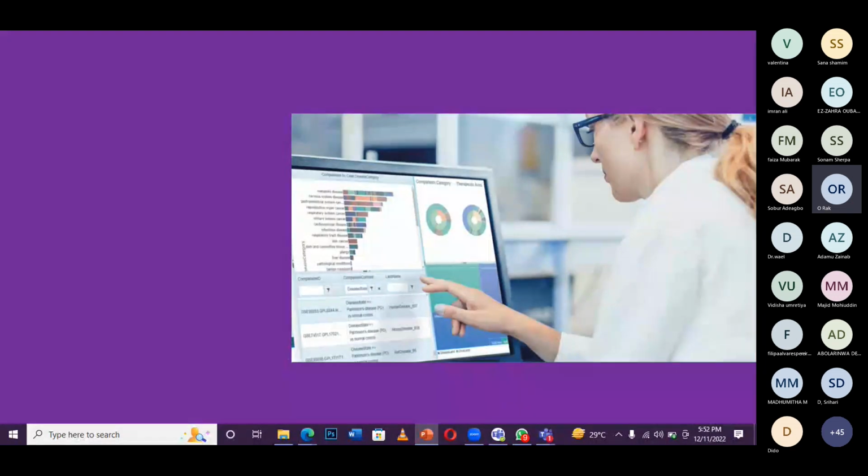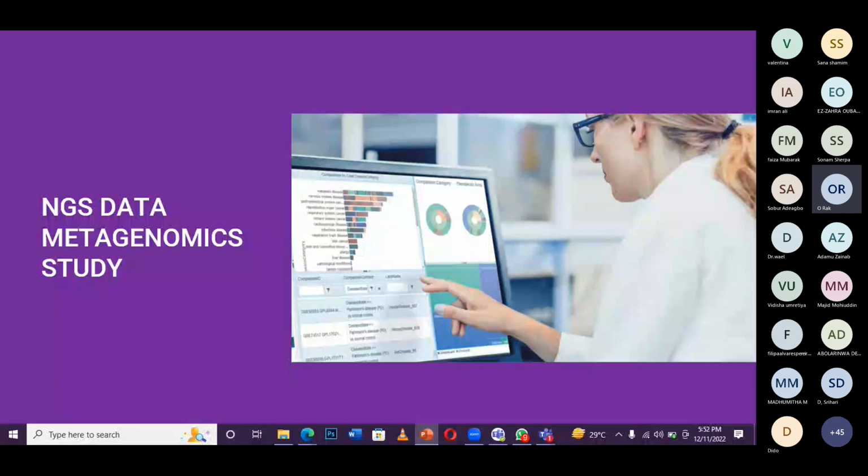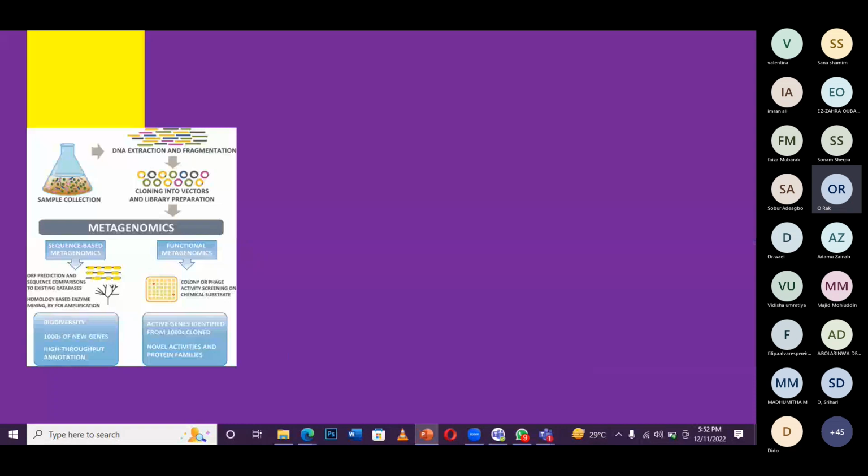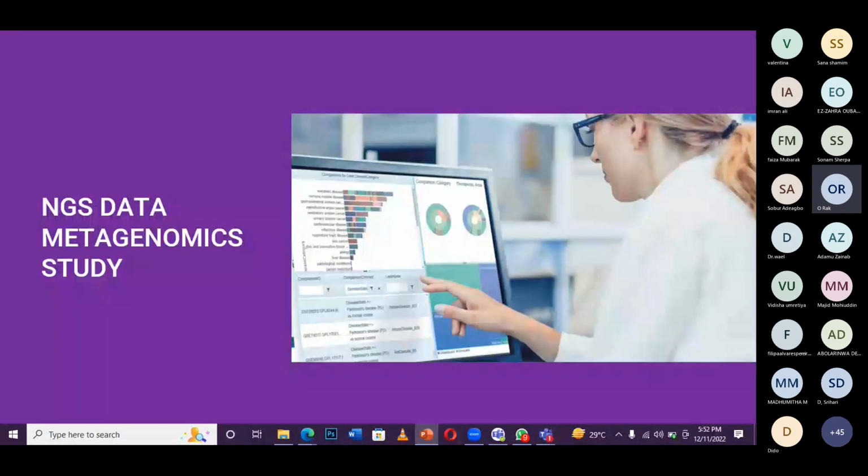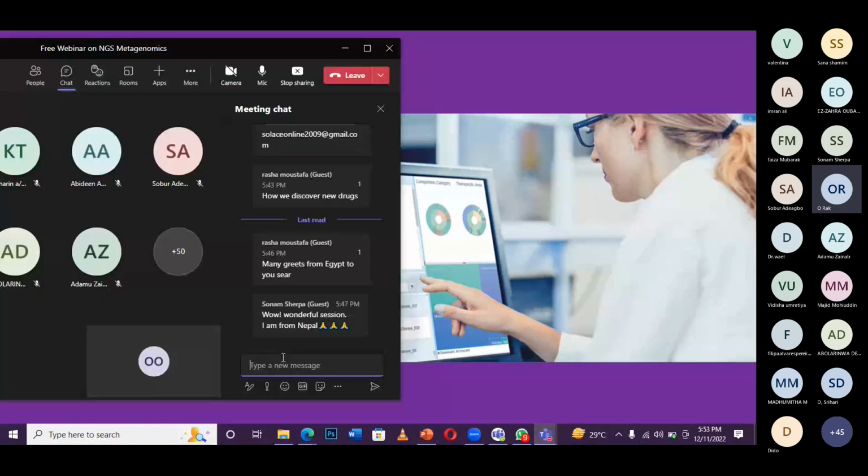Then we have NGS data metagenomic study. Like I said, NGS data metagenomic study. I already told you what metagenomics is, but we are going to define it as we go. But what is NGS here? Please, can somebody drop it in the chat room very quickly? What do you think NGS is? In the chat room: next generation sequencing. Oh, okay, thank you. Next generation sequencing, okay?